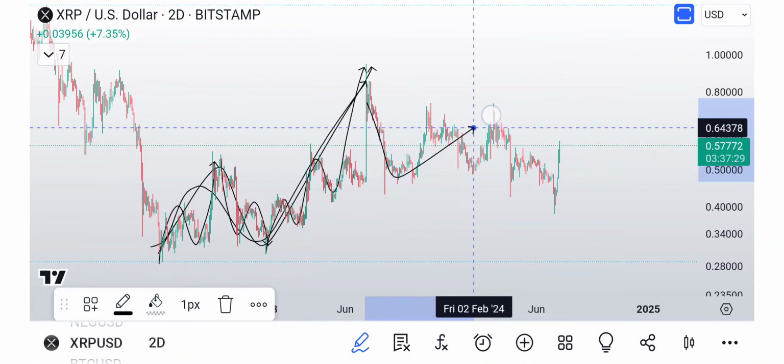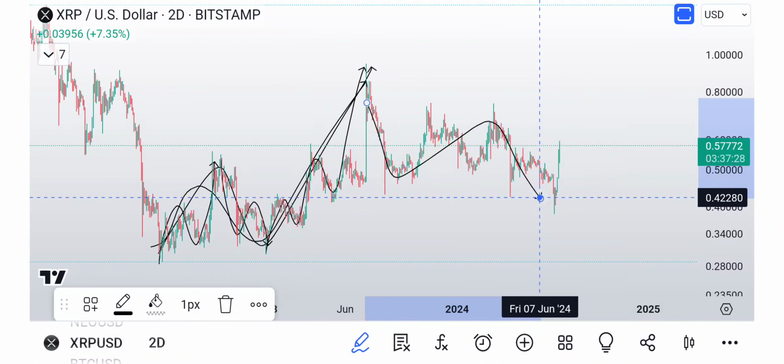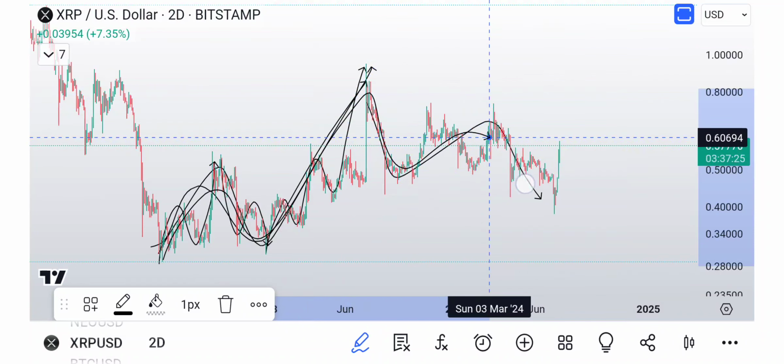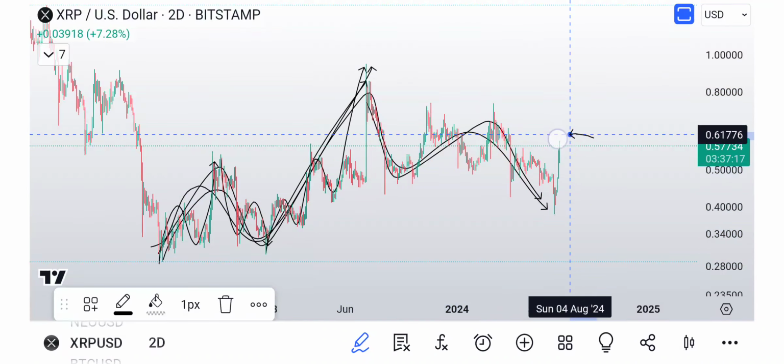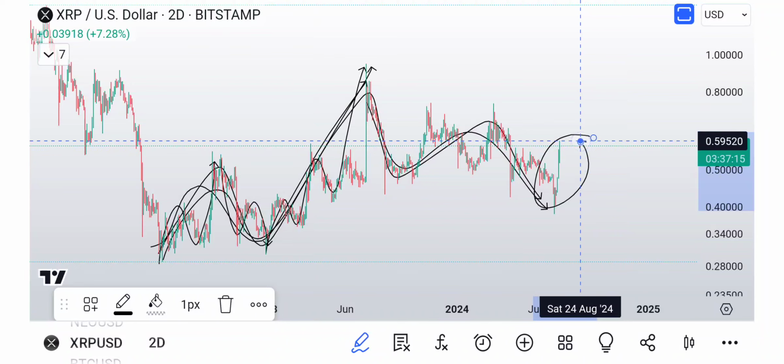So this is an A, B, C. Okay, so we had 3 up and 3 down. So what happens after that? You're either going to get 3 back up or you're going to get 5 back up. So this is a huge impulse, right?